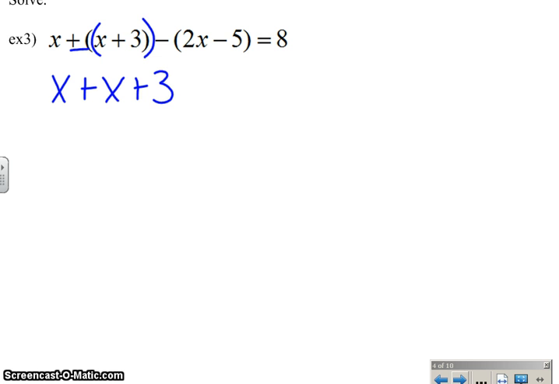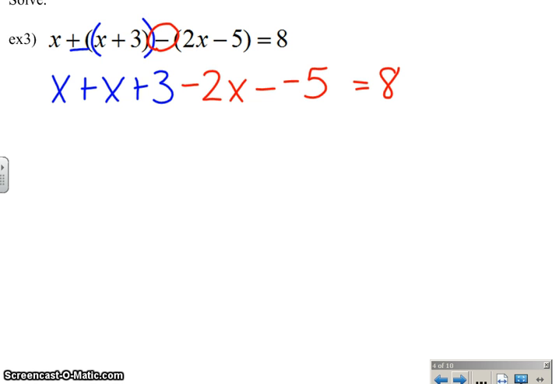The second set of parentheses, however, are necessary. They're necessary because of this minus sign. That minus sign is indicating that we need to subtract everything in that second group. So I'm going to need to subtract the 2x, and I'm also going to need to subtract the negative 5. And I'll bring down my equals 8.